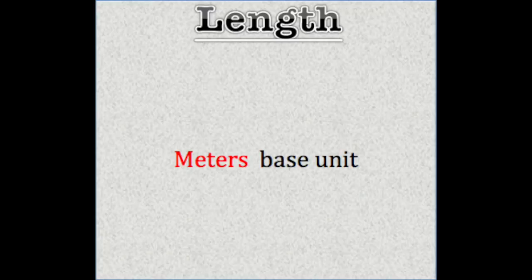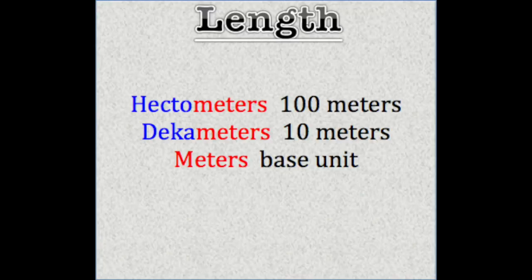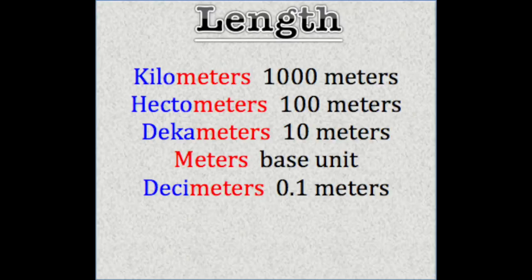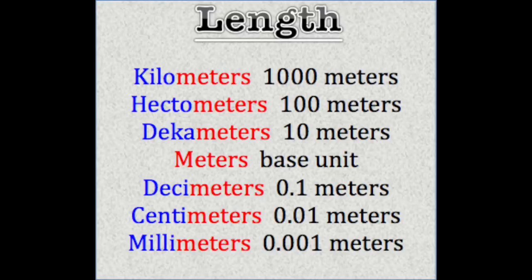Our base unit for length is the meter, and a decameter equals 10 meters. Then a hectometer equals 100 meters. And then we have a kilometer, which equals 1,000 meters. Then we have a decimeter, which is 1/10 of a meter, and a centimeter, which is 1/100th of a meter, and then a millimeter, which is 1/1000th of a meter.